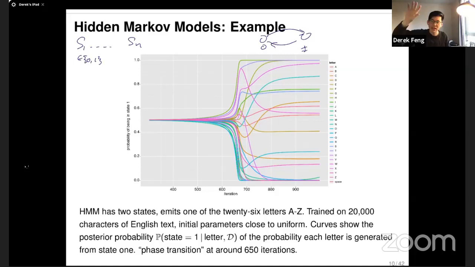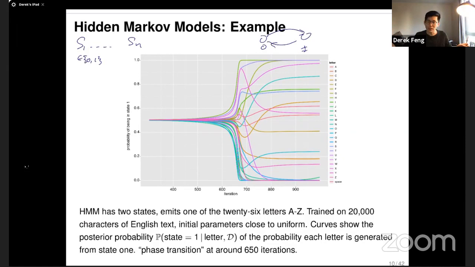In this example, you see that it takes a really, really long time. After 650 iterations you finally get something, but from zero to 650, through the computation that I haven't described how you actually do, there's basically no signal. The model doesn't know what's going on. It can't predict anything. Then you get this really weird phase transition. And then finally, after around 1,000 iterations, you stabilize and your model predicts certain probabilities for these emission probabilities.